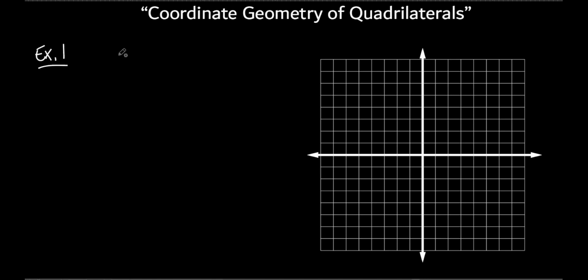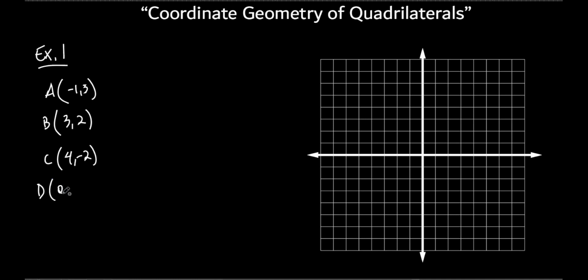So I'm just going to give you some points, and I'm going to tell you what we're going to try to find, okay? So point A is -1, 3. And we are going to graph this in a second. Point B is 3, 2. Point C is 4, -2. Point D is 0, -1.